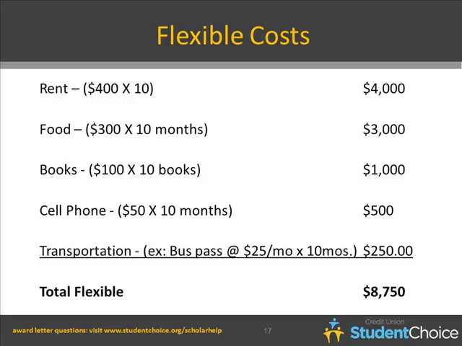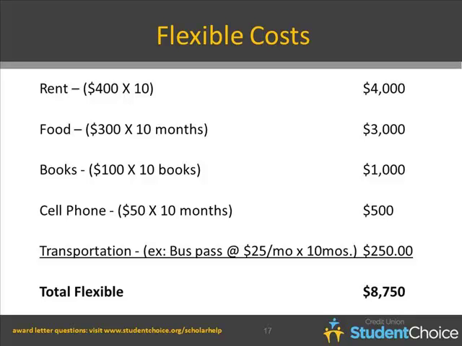So whenever you're looking at your flexible costs, what you really want to do is sit down with your family and talk about how much money you need to work through your academic year. So the school may be allotting you $550 a month for rent, but maybe you're able to share an apartment with a friend and your portion is only $400. So instead of needing $550 a month, you only need $400 a month. So you've just knocked $1,500 off your overall cost of attendance.